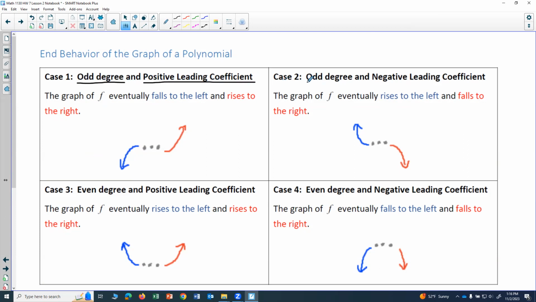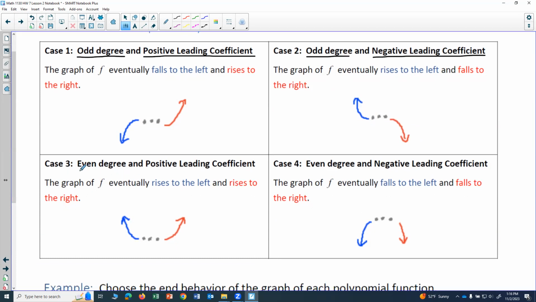Case two is if you have an odd degree and a negative leading coefficient. If that's the case, then the graph of f eventually rises to the left and falls to the right. Again, it doesn't matter what's going on where these three dots are. We're just looking at the end behavior to the left and to the right.